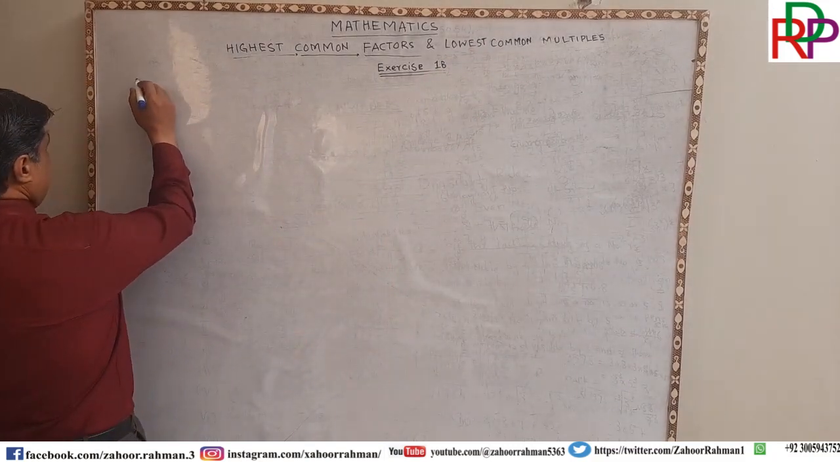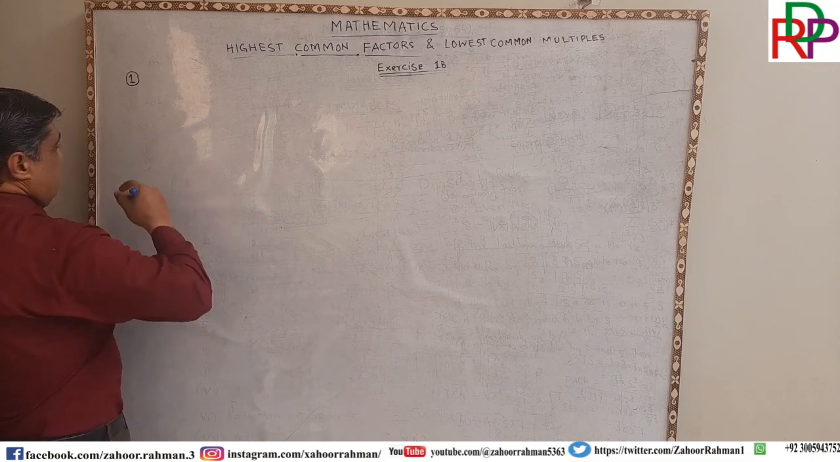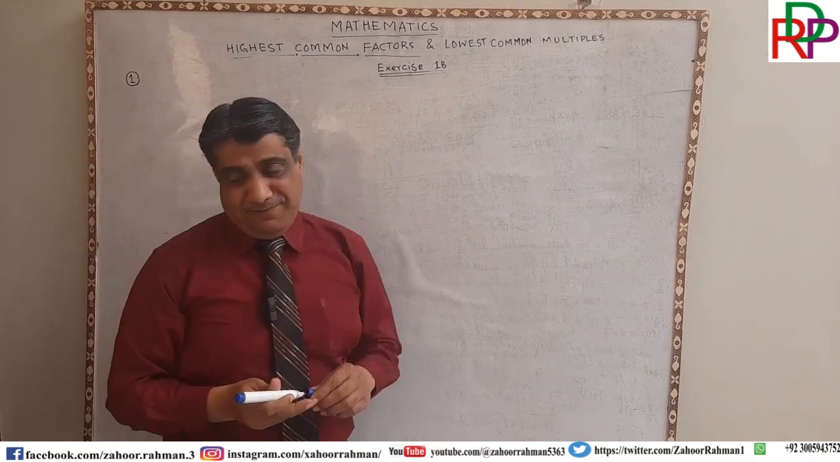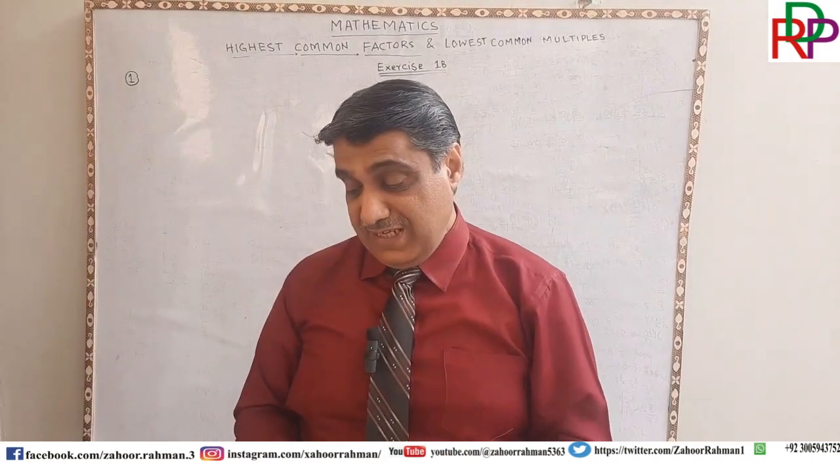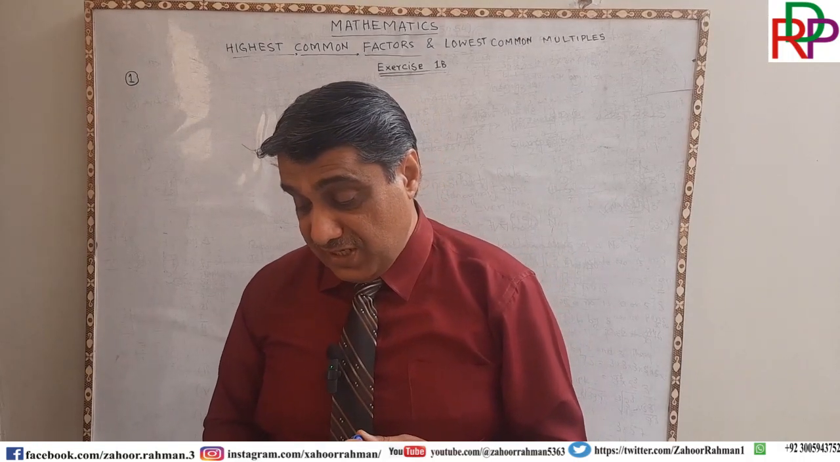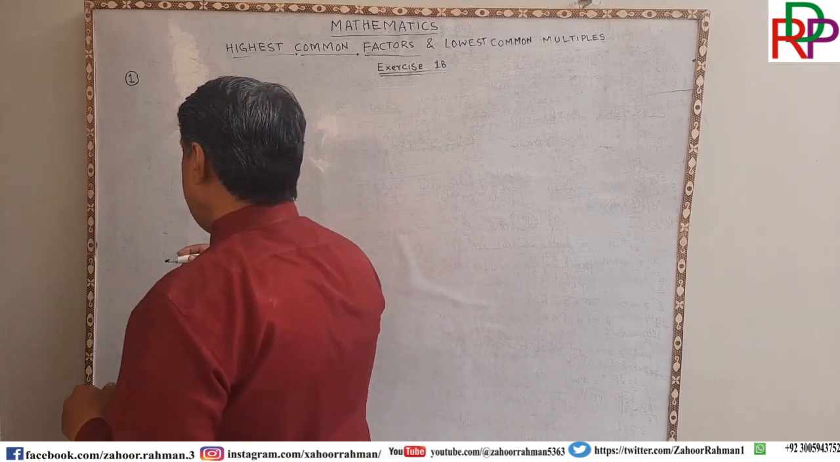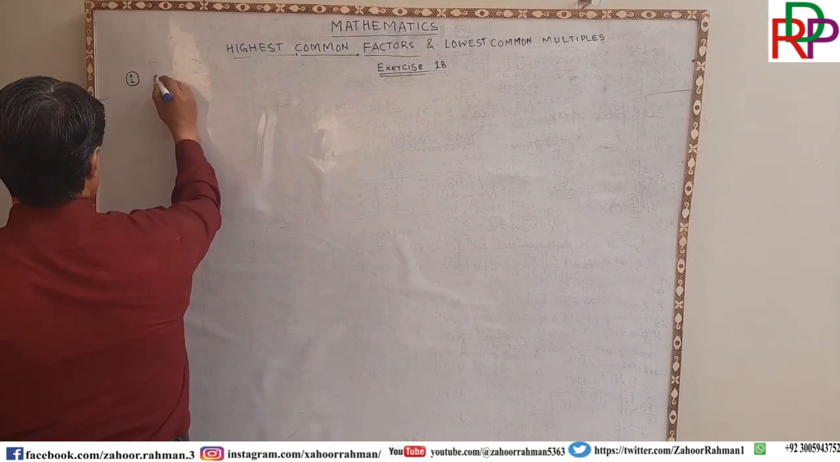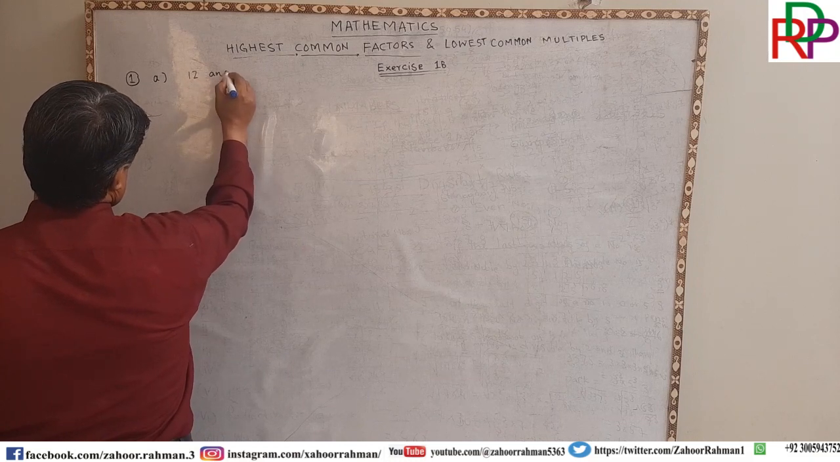Directly we are jumping into question number 1, and question number 1 is saying find the highest common factors of each of the following sets of numbers. Number A is 12 and 30.